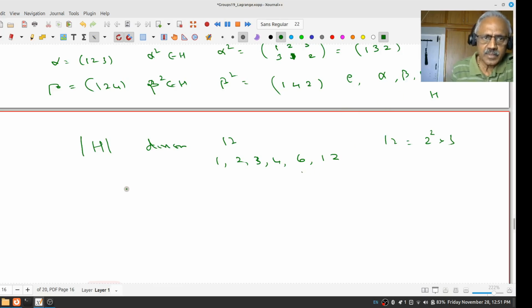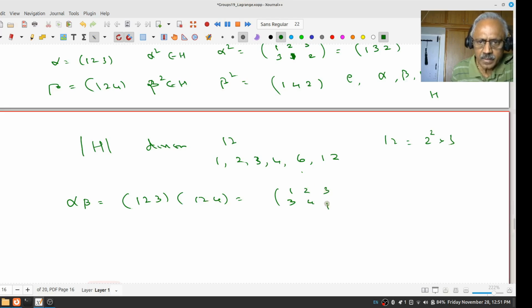Since alpha is there, let us look at alpha beta. Alpha beta is (1 2 3)(1 2 4). Therefore 1 goes to 2, 2 goes to 3, 1 goes to 3, and 2 goes to 4, and 4 goes to 4. Therefore 2 goes to 4, and 3 goes to 3, 3 goes to 1, and therefore I do not fill it. That is (1 3)(2 4).